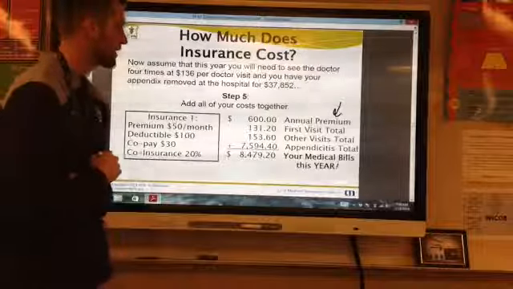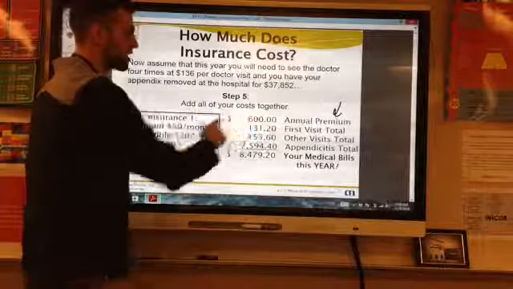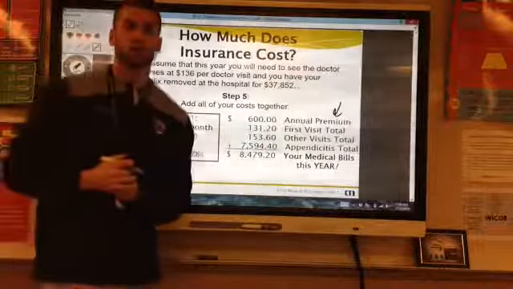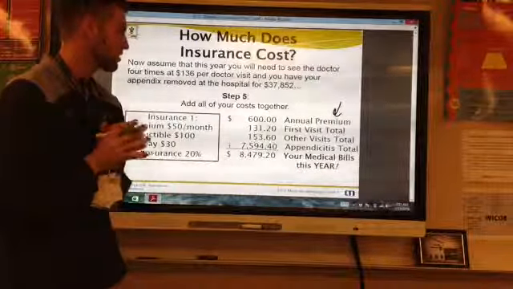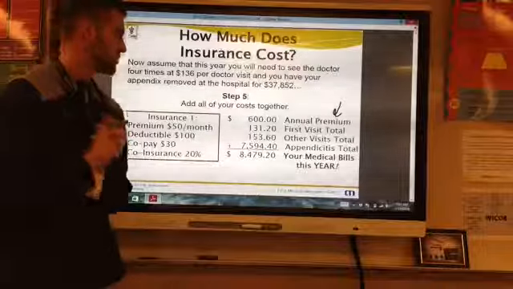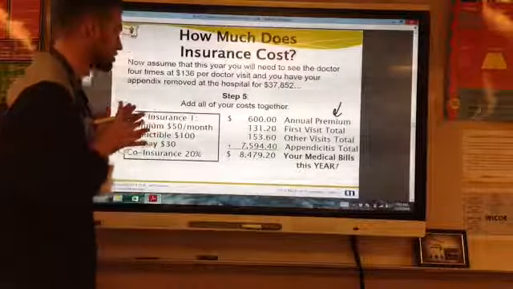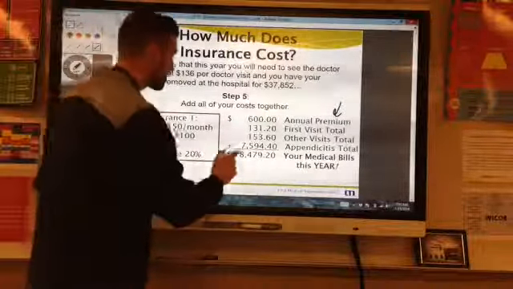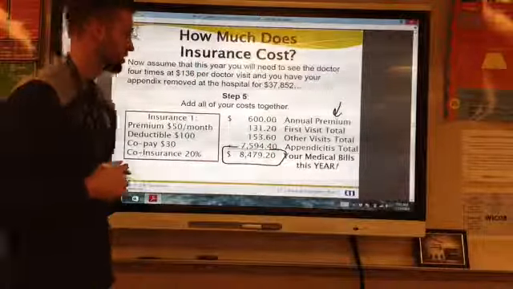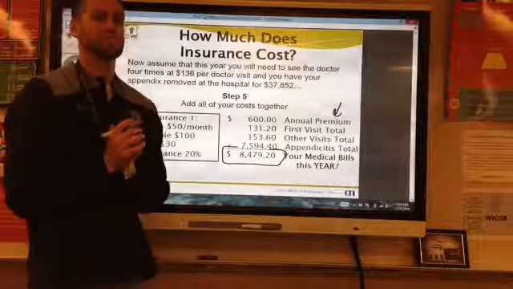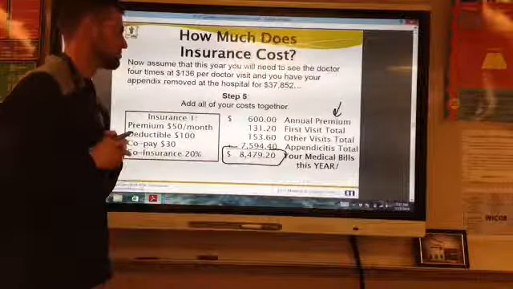Okay, you guys have that down. Our other visits, the remaining 3, was $153.60. All right, and then our appendicitis total, when we got that removed, was almost $7,600. Okay, so now my medical bills are only stuck with about $8,500 instead of $38,000.